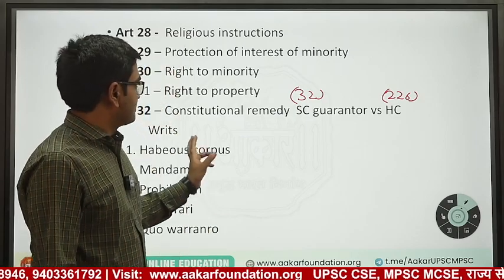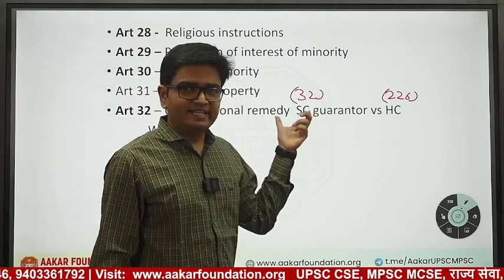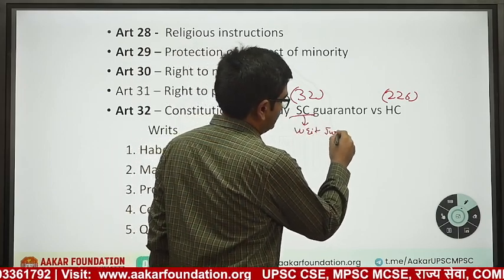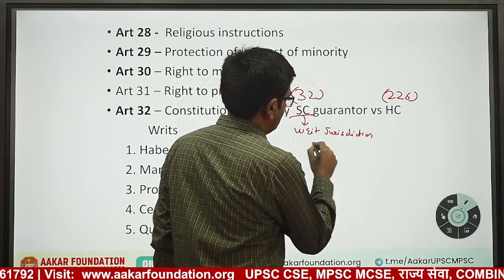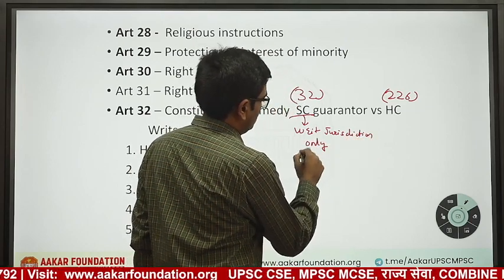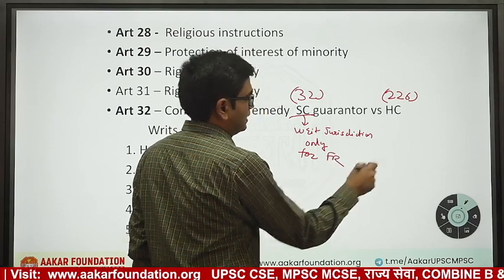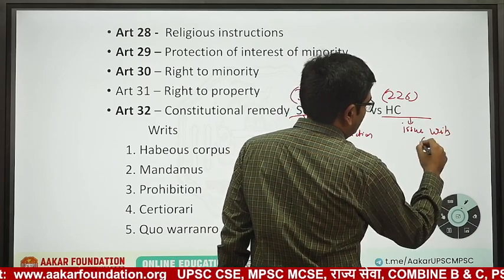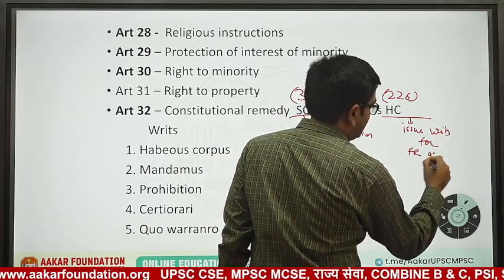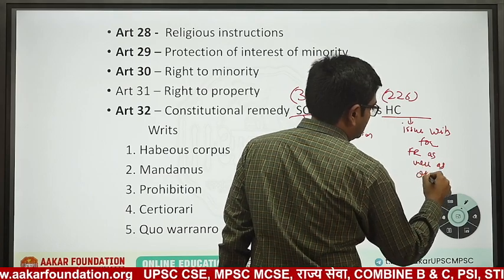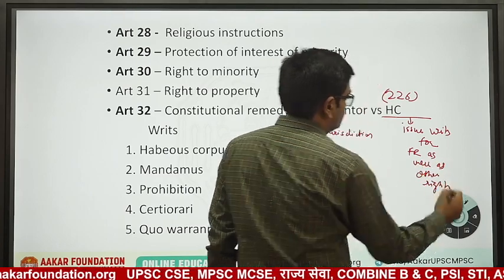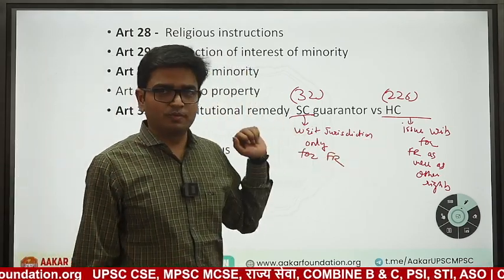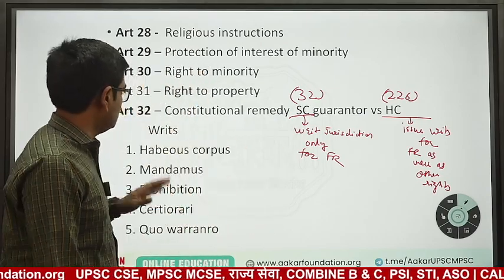So here the Supreme Court has writ jurisdiction only for fundamental rights, but the High Court can issue writs for fundamental rights as well as other rights in the Constitution. So you can safely assume that the writ jurisdiction of a High Court is wider than the writ jurisdiction of the Supreme Court. This we have seen in the judiciary also. So that's the thing here.